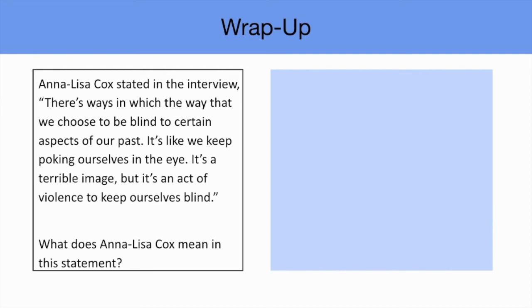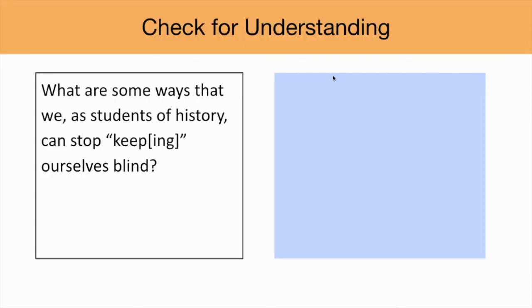For the wrap-up, students will respond to the following prompt. Annalisa Cox stated in the interview, "There's ways in which the way that we choose to be blind to certain aspects of our past. It's like we keep poking ourselves in the eye. It's a terrible image, but it's an act of violence to keep ourselves blind." What does Annalisa Cox mean in this statement? Finally, students will continue the conversation by responding to the following question. What are some ways that we, as students of history, can stop keeping ourselves blind?